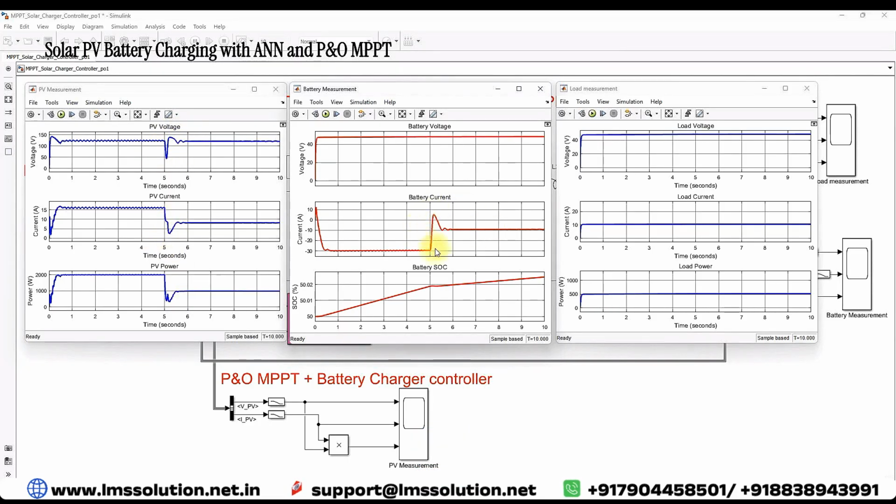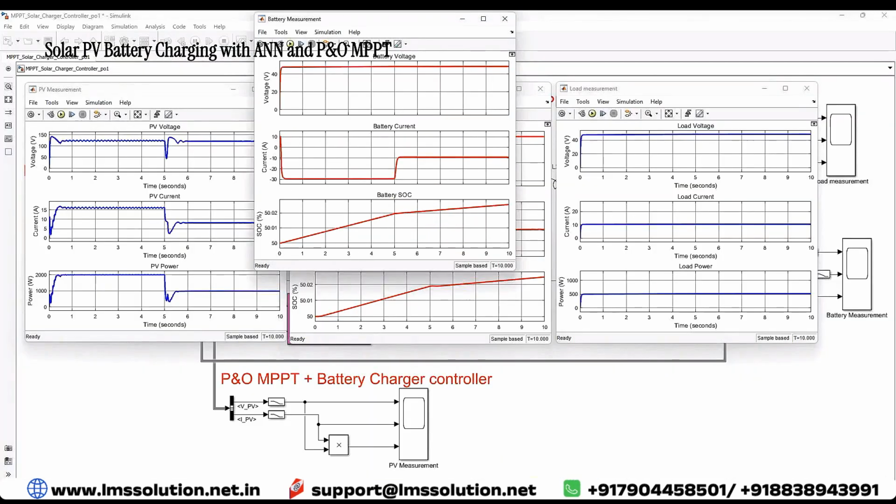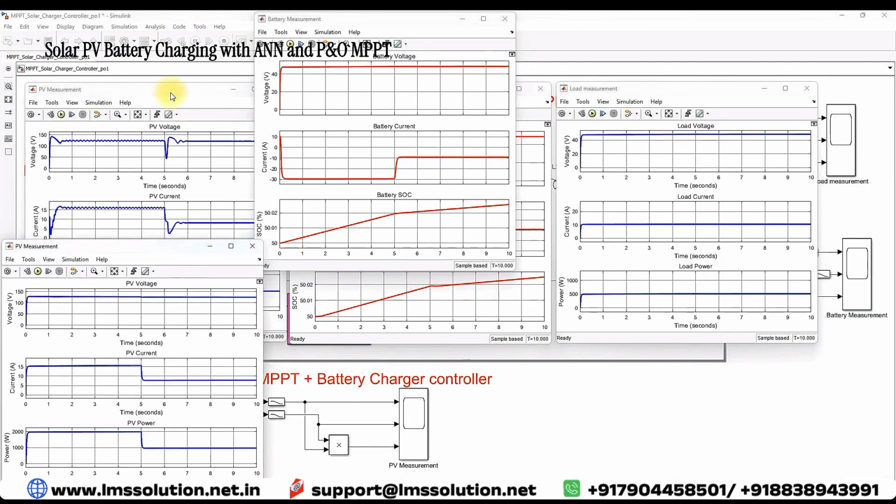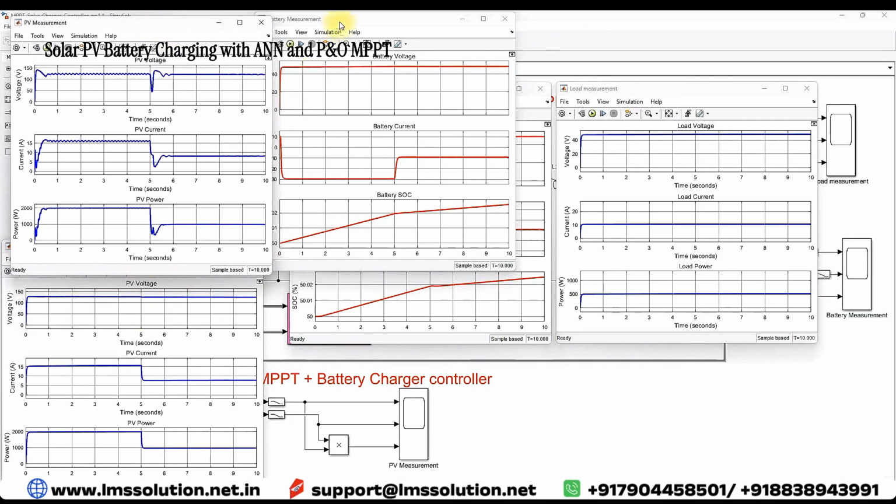And also you can see that during the change of irradiation, the current goes to more than 0 amps and then comes to minus 10 amps. So it will also have some transient during that. So when we compare with the result of ANN MPPT, this is the result of ANN MPPT, and this is the result of PO MPPT.